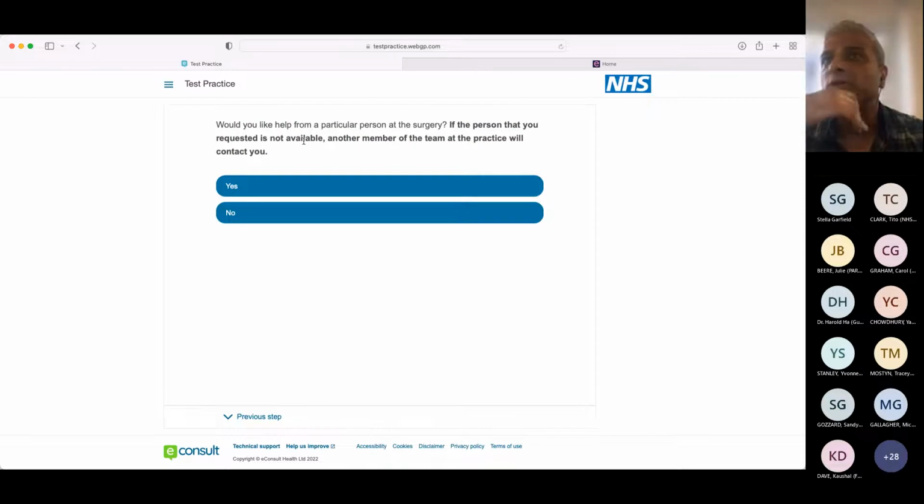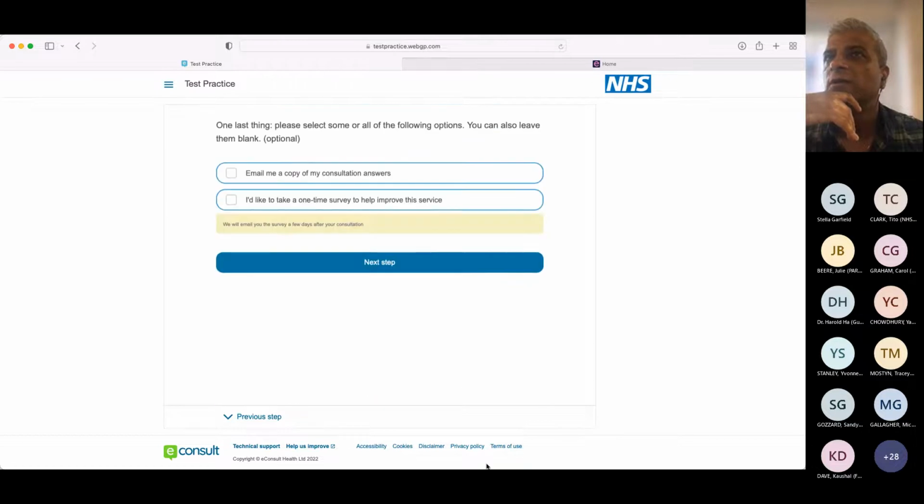I can request, for the purposes of continuity, help from a particular member of the team. This is not a mandated request. It's a preference. It's your prerogative as a practice, whether you choose to honour that or not. You can make a decision from a continuity perspective. I'm going to say no.